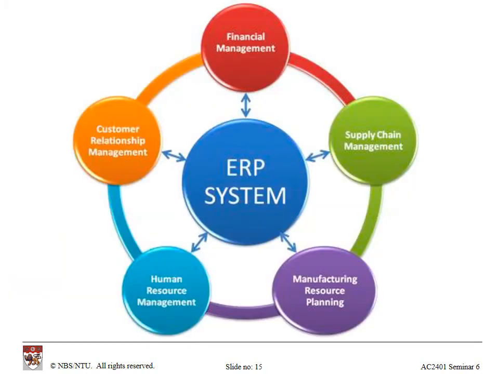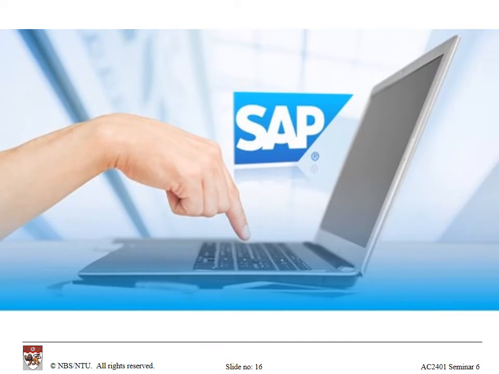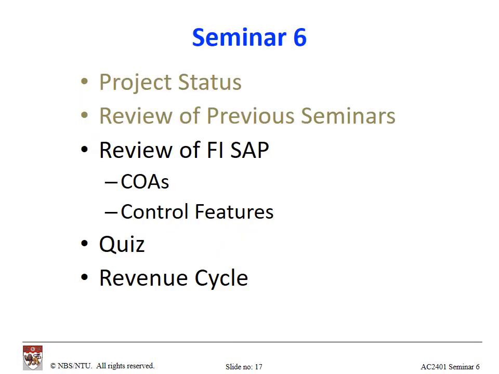An ERP system contains several components or modules like financial management, manufacturing, human resources, and customer relationship management. The focus of our module is SAP. Now let's review financial accounting in SAP.